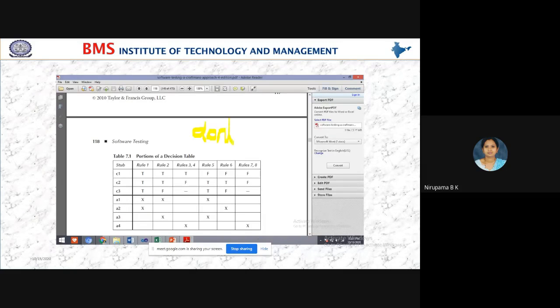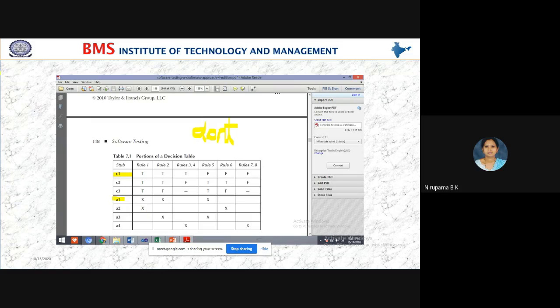Don't care condition. See students, what is don't care? Here on the left hand side we have conditions and actions. On the right hand side we have the rules. For the first condition, what is the rule we are applying? For the second condition, what is the rule we are applying? Like that we have rules. If the first condition is true, the second condition is also true, and the third condition is also true, then action A1 and action A2 are going to be performed. We don't know what actions A1 and A2 are. When we write code and develop a program, at that time we will come to know.